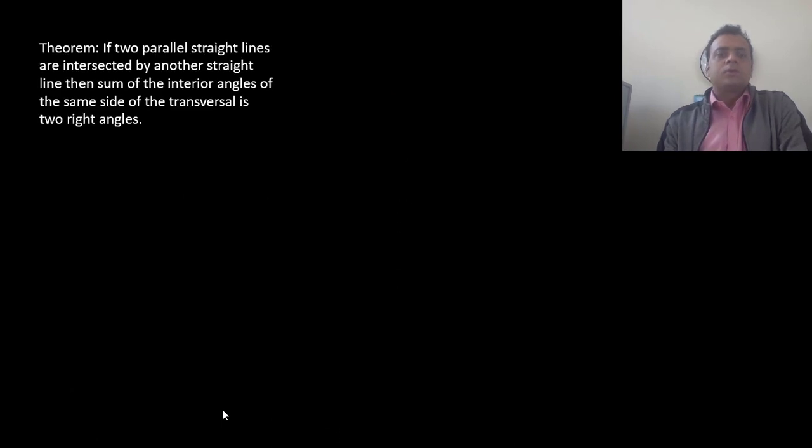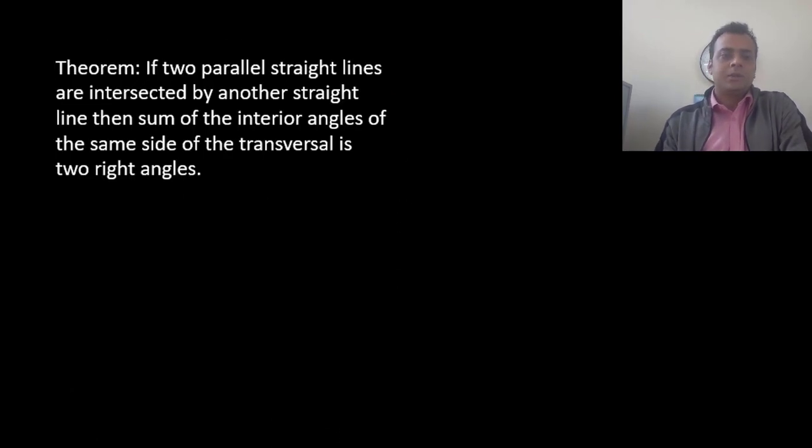Now we are going to prove another statement, which is: if two parallel straight lines are intersected by another straight line, then the sum of the interior angles on the same side of the transversal is two right angles.